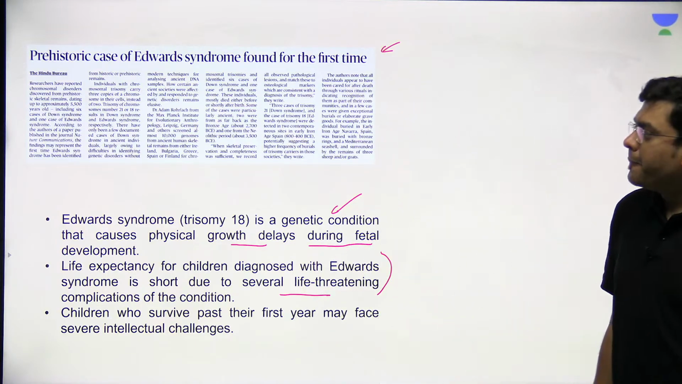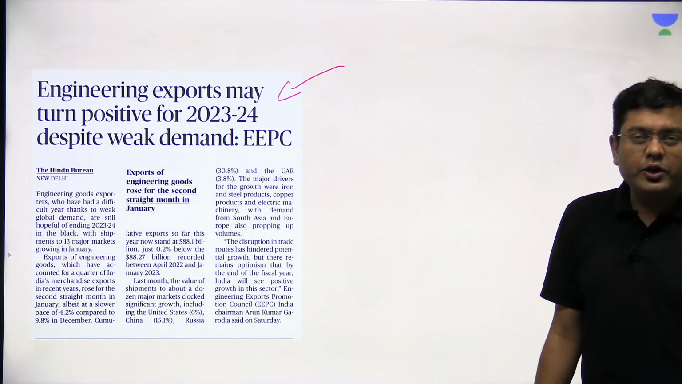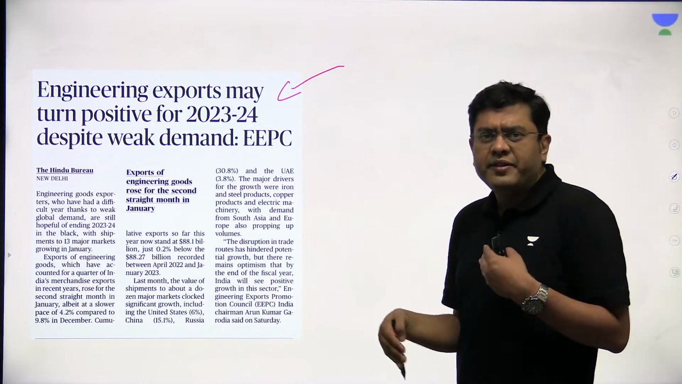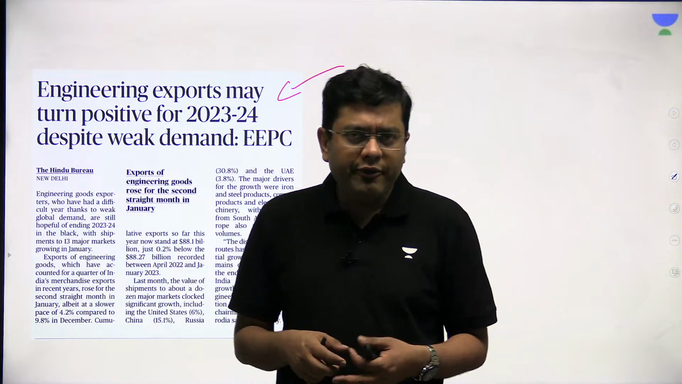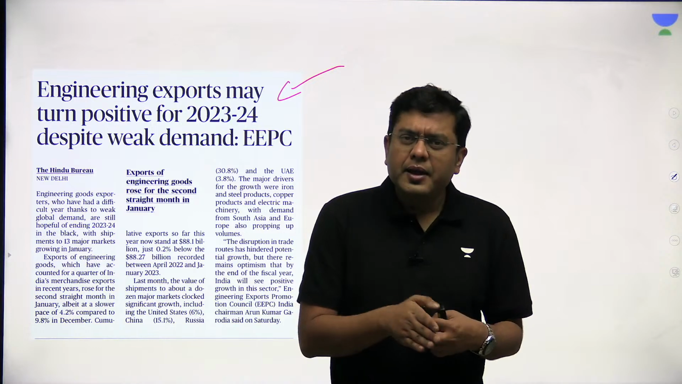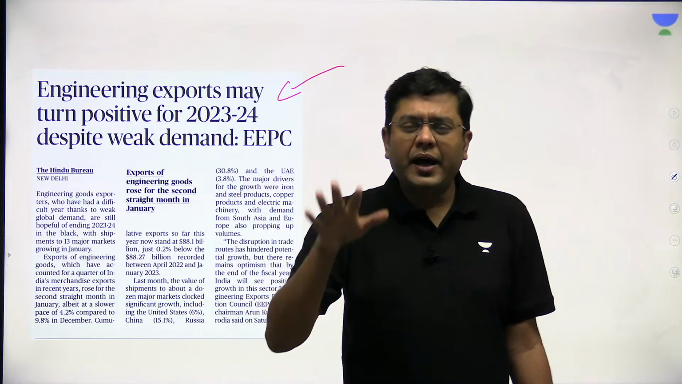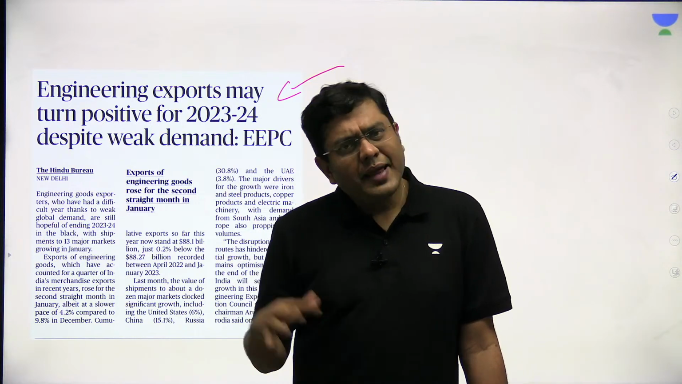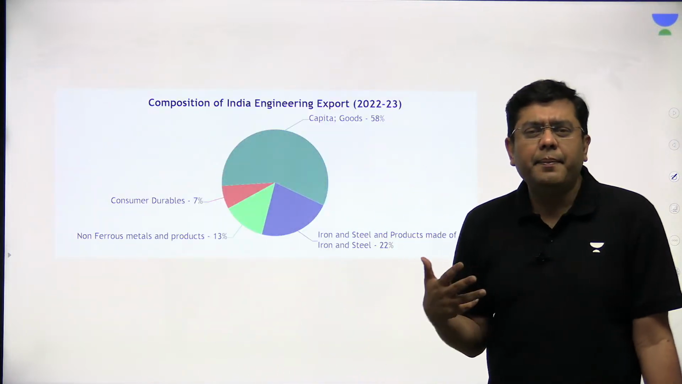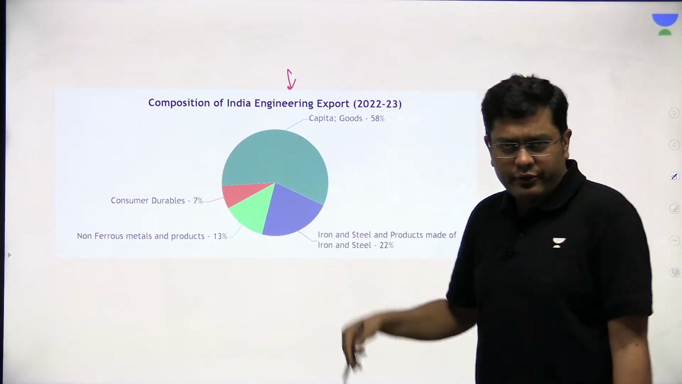Okay. Now, then engineering exports may turn positive for 2023-24 despite weak demand. Now, because of global supply chain shocks and the ongoing conflicts, the engineering exports have suffered slightly, but December-January observed an uptick and we are very close to the last year's data numbers. That is what the article tells you. But let us use this to understand a bit about engineering exports. So what do we mean when we say engineering exports?